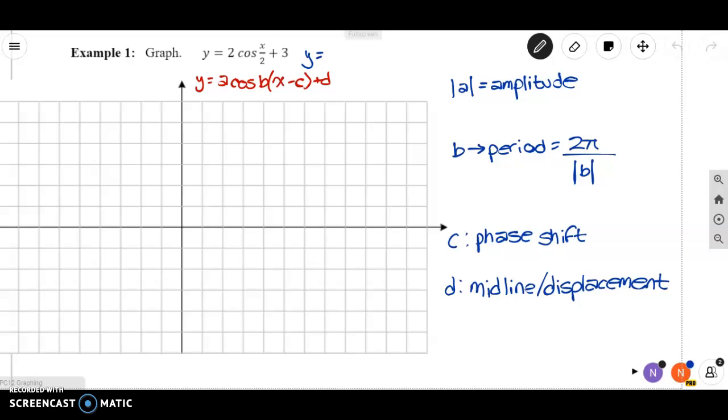So we have y equals 2 cosine. I'm going to factor out that 1/2 and just write it as 1/2 x rather than x over 2, plus 3, just to make it really clear what our b value is. And then we're going to look at what other information we can get out of this graph.